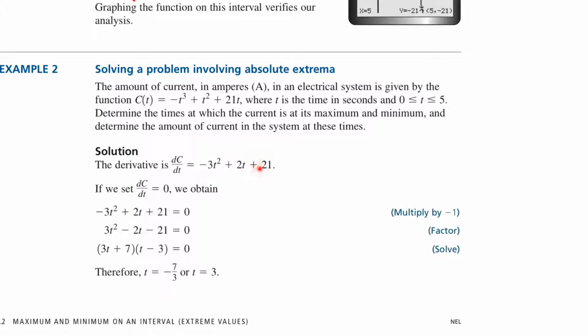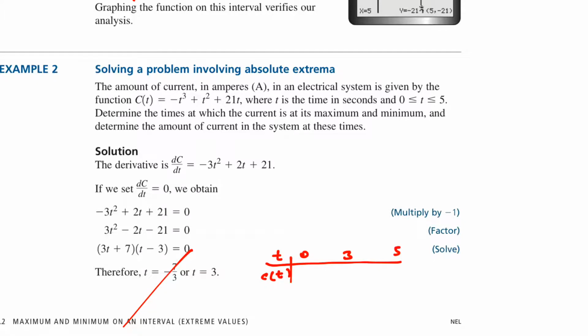The derivative dC/dt is minus 3t^2 plus 2t plus 21. We set it to 0, t equals 3 or negative 7 over 3. Negative 7 over 3 is inadmissible, time cannot be negative, therefore at t equals 3 the derivative is 0. Now we calculate the value of C when t is 0, 3 or 5, and we find the maximum and minimum.